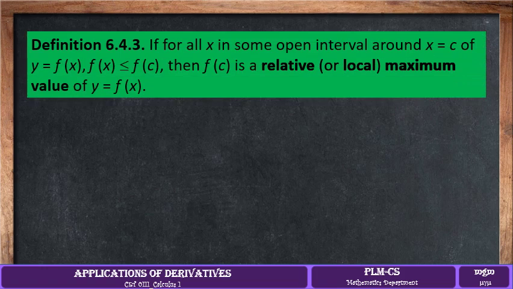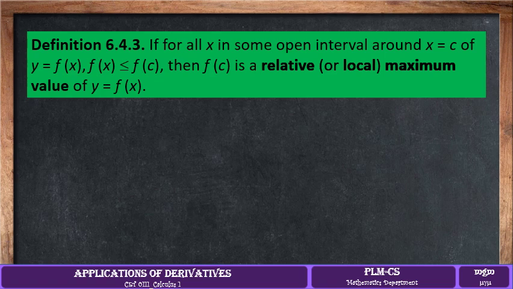By definition 6.4.3, if for all x in some open interval around x equals c, f of x is less than or equal to f of c, then f of c is a relative or local maximum value of y equals f of x.